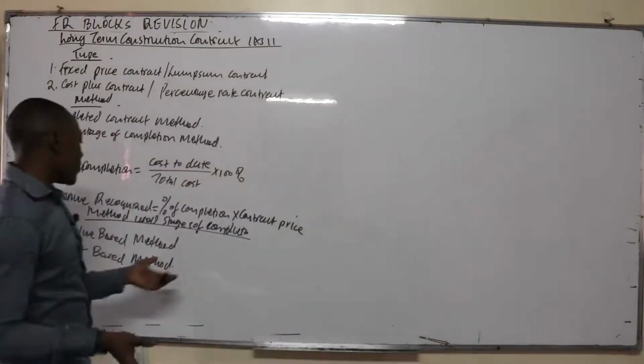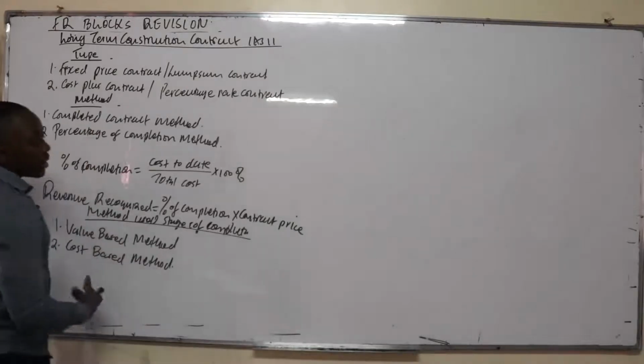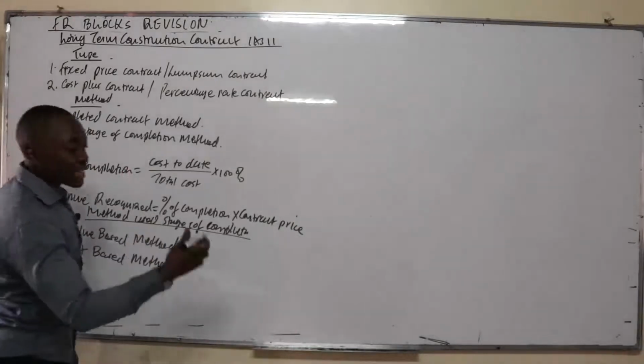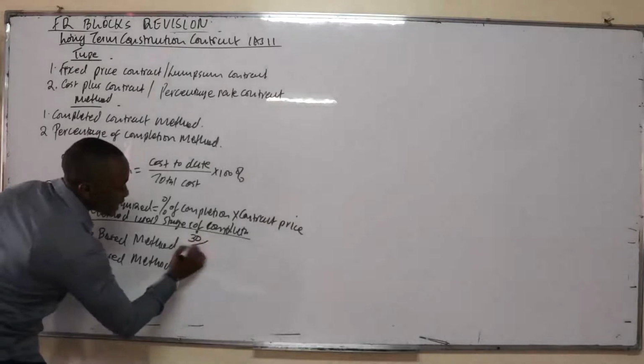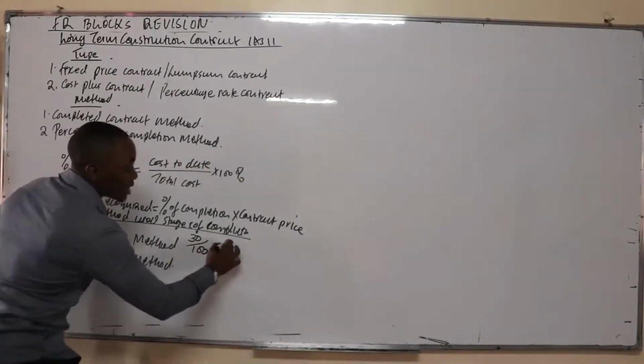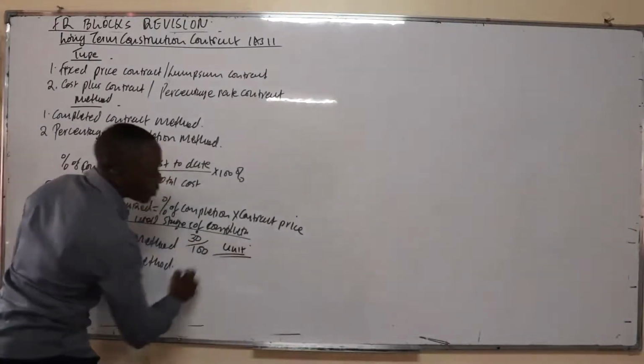For example, if you're given a contract to produce 100 units, but by the end of the day you have already produced 30, you just take what you have produced, 30, over the total. So in that case you are based on the value. That's what you call the units.